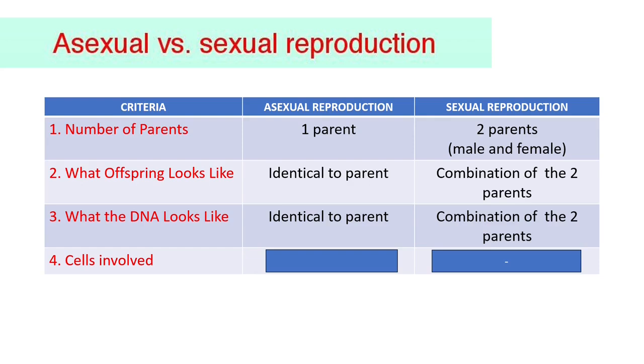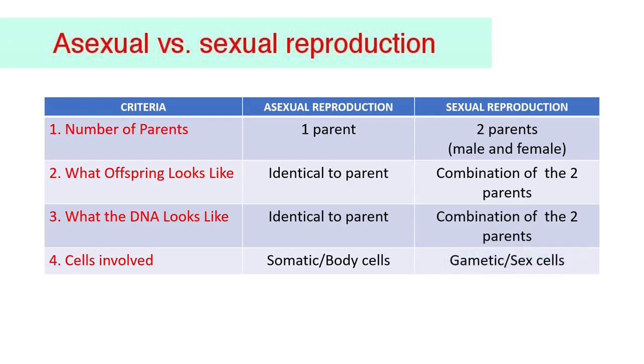Finally, how about the fourth criteria? What cells are involved in asexual reproduction? The type of cells involved will be somatic or body cells. So this will include the eye cells, the hair follicle cells, the muscle cells, the skin cells. On the other hand, sexual reproduction will involve cells that we call gametic or sex cells, particularly the sperm cells from the male and the egg cell coming from the female. So this would be the comparison between asexual and sexual reproduction.